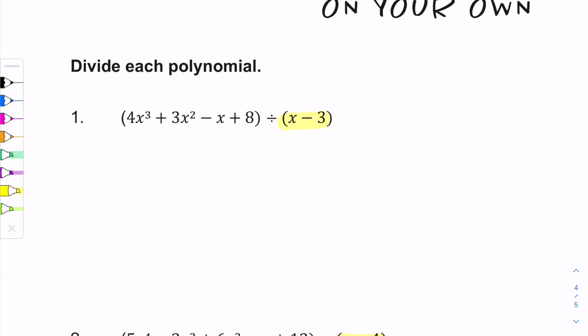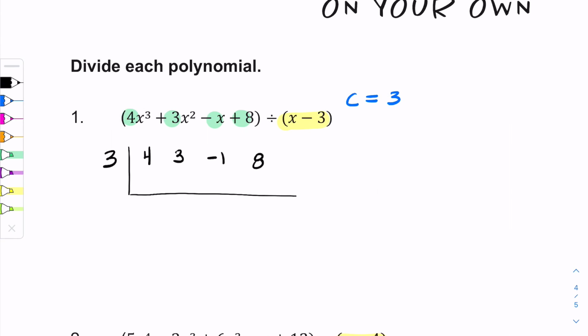Anyways, back up to number 1. Check to make sure your dividend is in standard form, 4x cubed, 3x squared, x, and 8. We're good. Identify what your synthetic divisor is. In this case, it's going to be positive 3. Set up your synthetic division. 3 goes outside. Bring down all those coefficients. We have 4, 3, negative 1, 8. Bring down your value of 4.